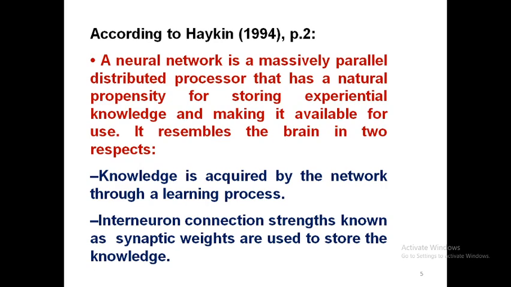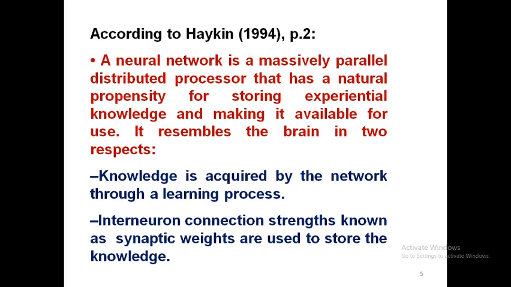So it resembles the brain in two respects. One, knowledge is acquired by the network through a learning process. Which means, if you are learning something, if you are training the neural network in some way, if you are teaching it or feeding it more data, it is able to recollect more data.